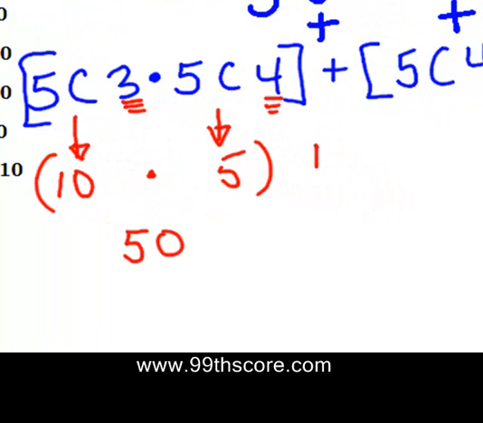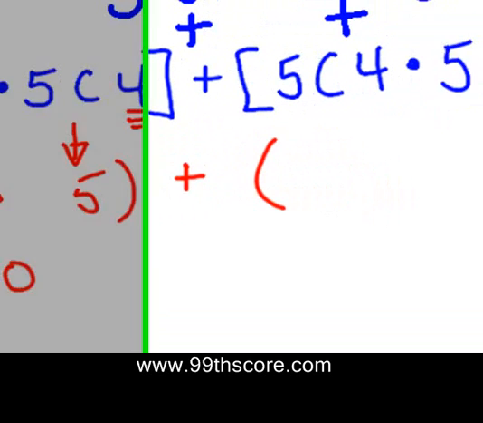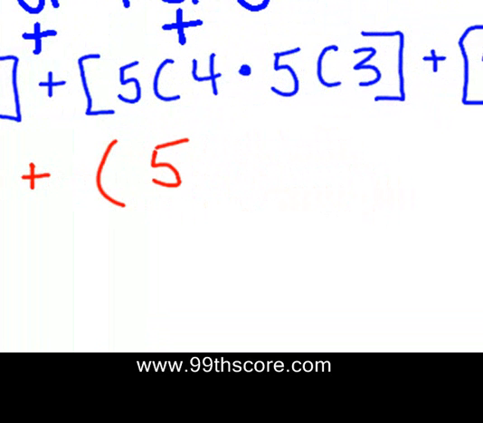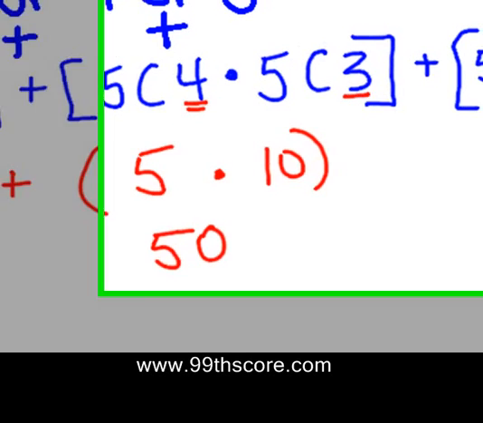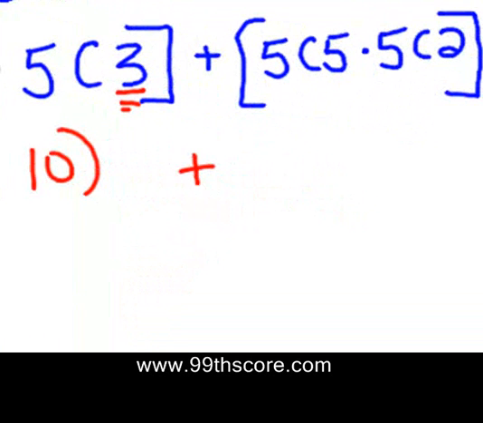The second situation, 5 choose 4 should yield 5, and 5 choose 3 should yield 10. So in our second situation, there's also 50 ways to choose 4 from 5 and 3 from 5. Lastly, 5 choose 5 is always 1. Anything choose itself is always just 1. And 5 choose 2 is 10.